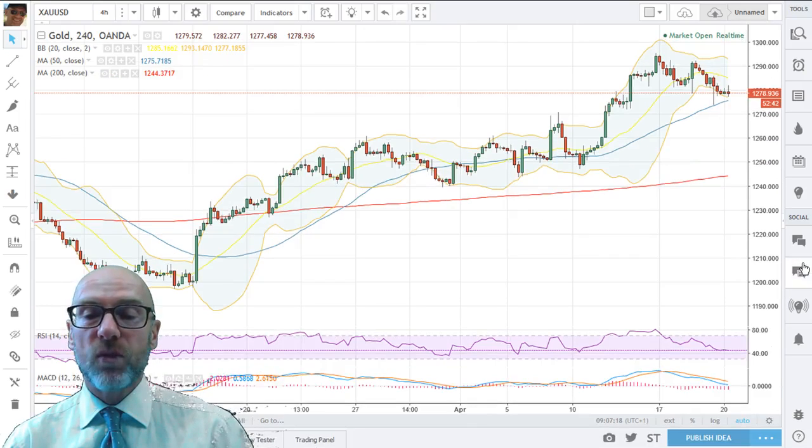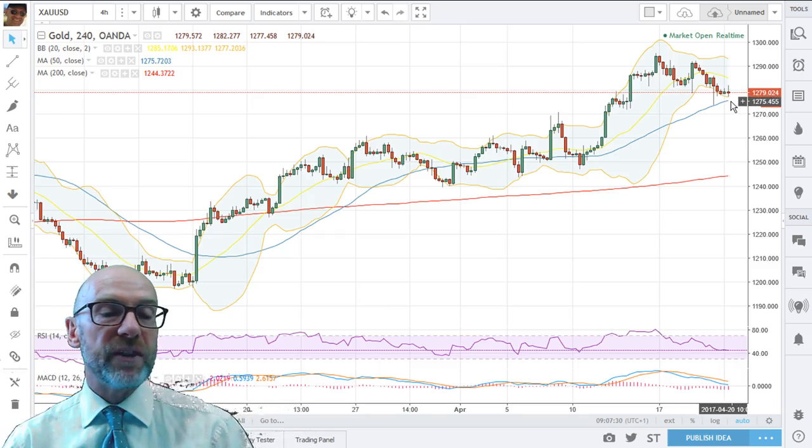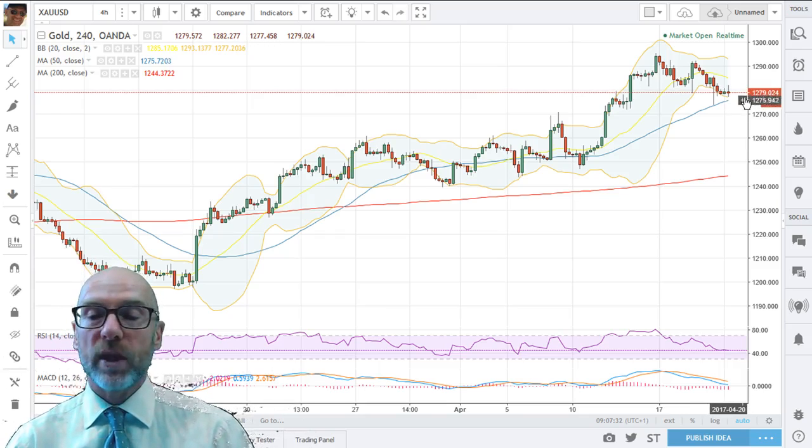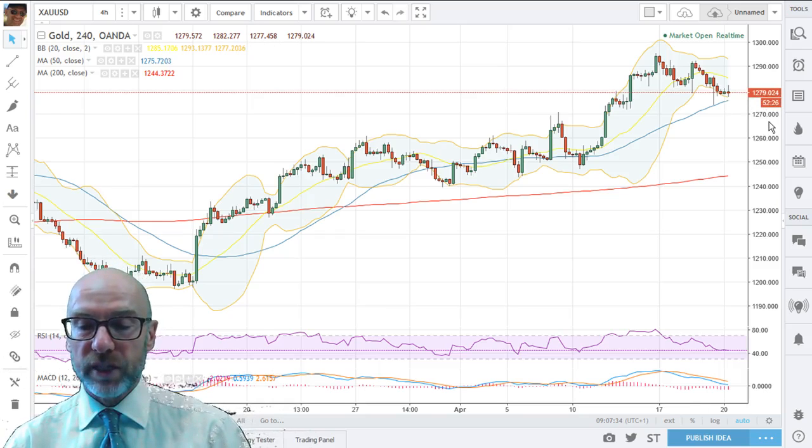This is the 4-hour chart. Each bar represents 4 hours. You can see that the 24-hour average is now rolled over, but we're going to get support imminently from the rising 54-hour moving average, which is at 1275. That could give the support.